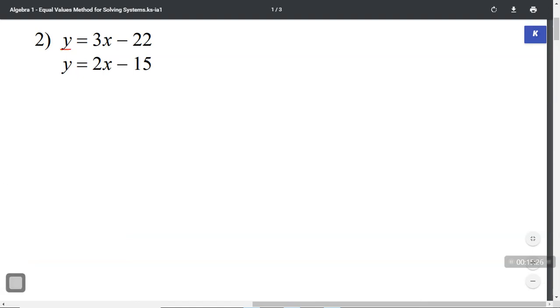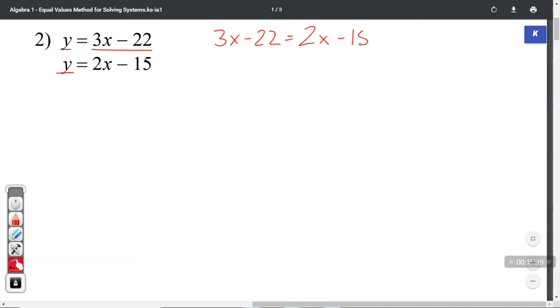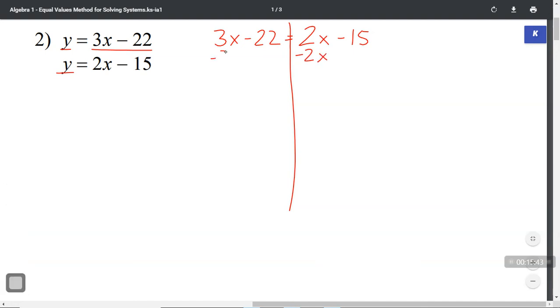Once again, I see that they are both set equal to y. Therefore, 3x minus 22 equals 2x minus 15. Well, if I solve that for x, I'm going to subtract 2x from each side. That gives me x minus 22 equals negative 15, careful. And then I'm going to add 22 to both sides. I find that x equals 7.